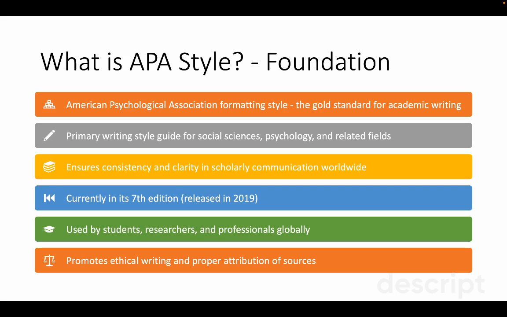Well, APA stands for American Psychological Association, and it's the gold standard for academic writing. It's the primary writing style guide for social sciences, psychology, and related fields. It ensures consistency and clarity in scholarly communication worldwide, and it's currently in its 7th edition, which was released in 2019. It's used by students, researchers, and professionals globally, and it promotes ethical writing and proper attribution of sources.